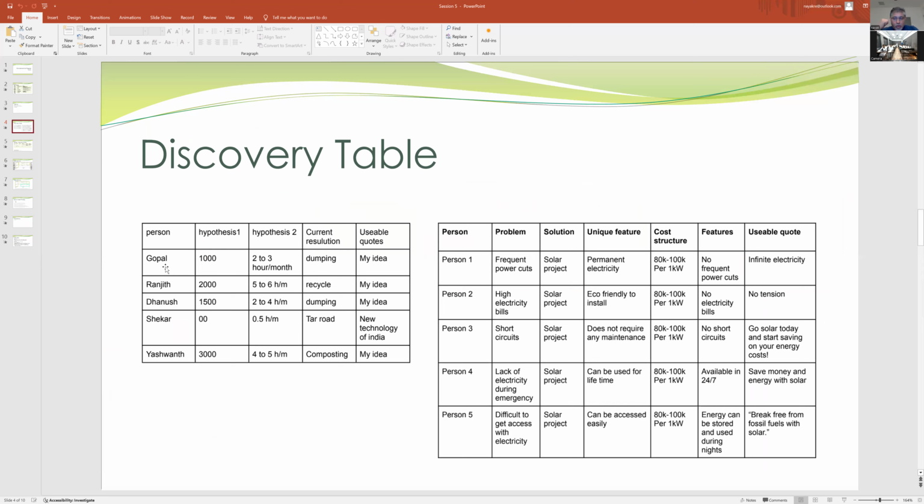And then when you talk to the person, in the interview, you're asking, is this problem true? Is this problem true for them? Is this problem correct or not? So those are the 3 hypotheses. Then current resolution, and this is correct.